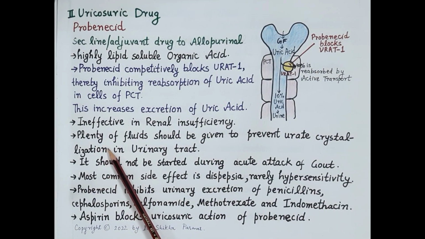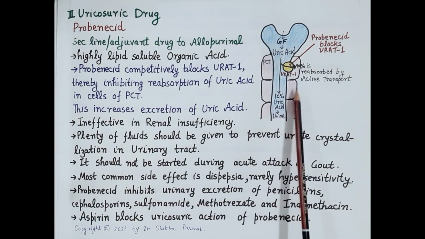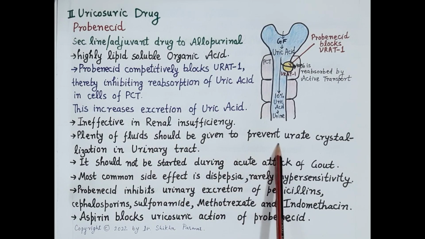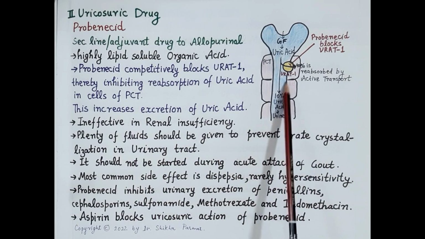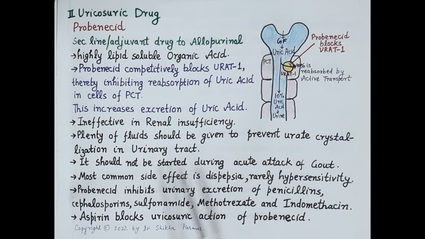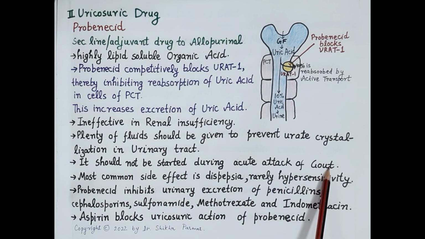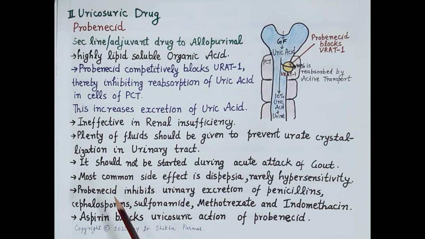Now, since excess uric acid is excreted in the urine, plenty of fluids should be given to the patients to prevent urate crystallization in the urinary tract. As discussed with allopurinol, probenecid should not be started during an acute attack of gout. Probenecid is generally well tolerated, but the most common side effect is dyspepsia, that is indigestion, and rarely probenecid produces hypersensitivity. Probenecid shows a number of potential drug interactions.